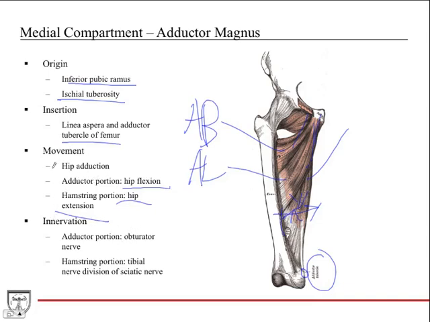The way you can keep this straight is just remember the adductor portion has more of an anterior course, and then the hamstring portion is going to be more of a posterior origin and then a posterior course, so that it's going to act more like a posterior muscle. And so the innervation, the adductor portion, is going to be obturator nerve. So that makes sense. And then the hamstring portion, again, is like a posterior compartment muscle almost, so it would be the tibial division of the sciatic nerve. That's what would be innervating the hamstring portion.